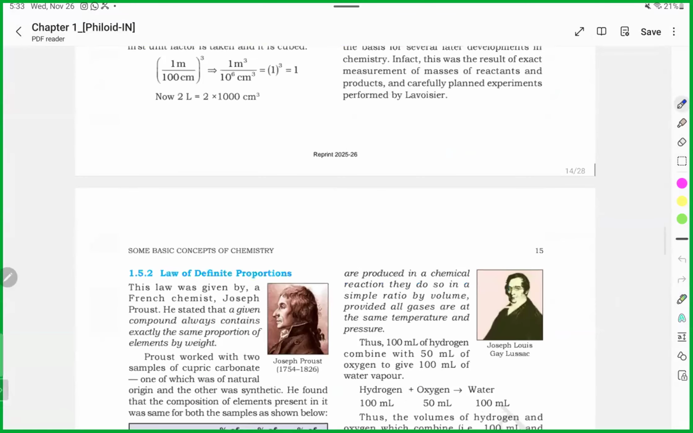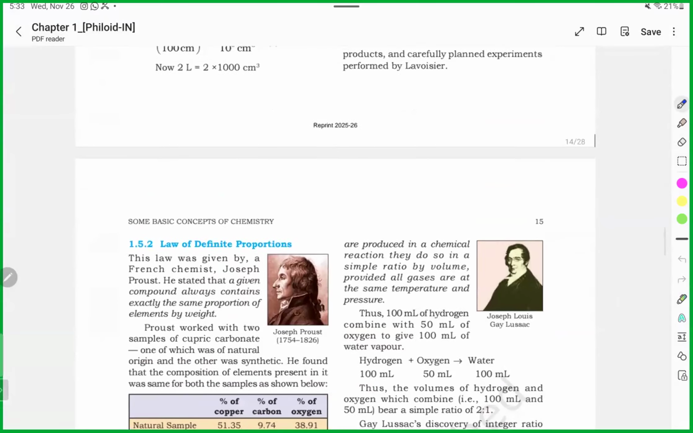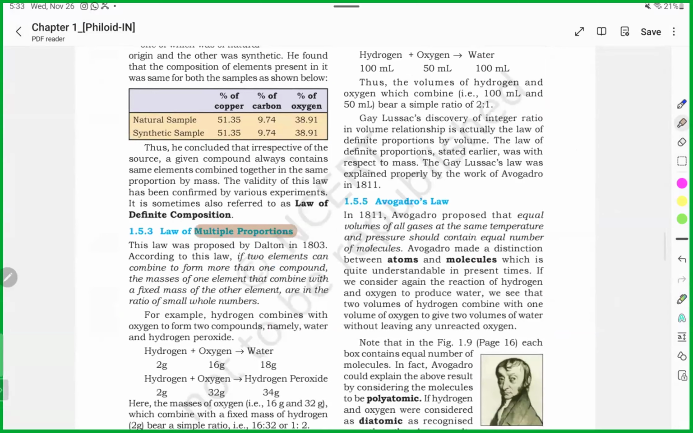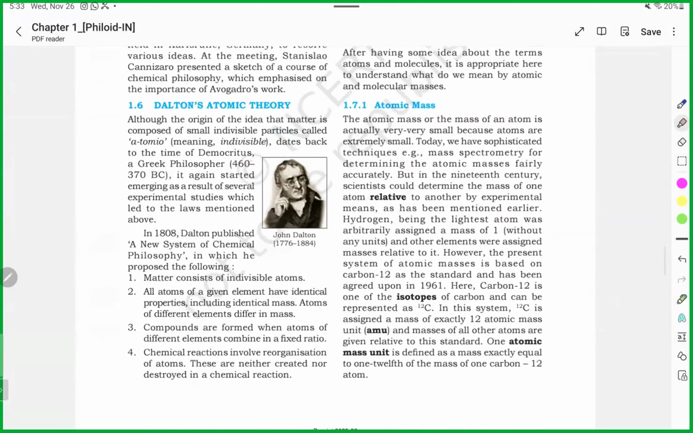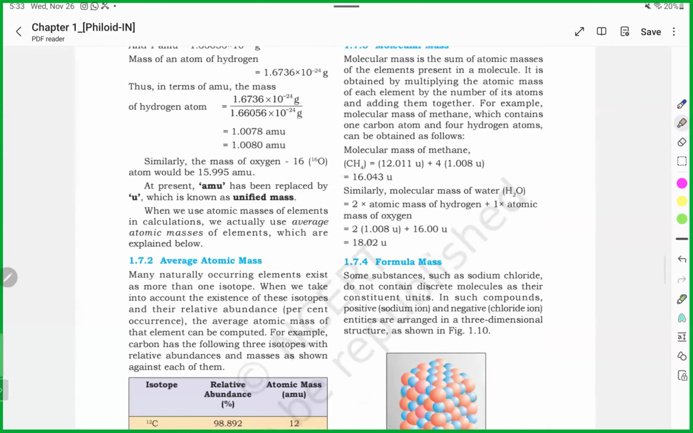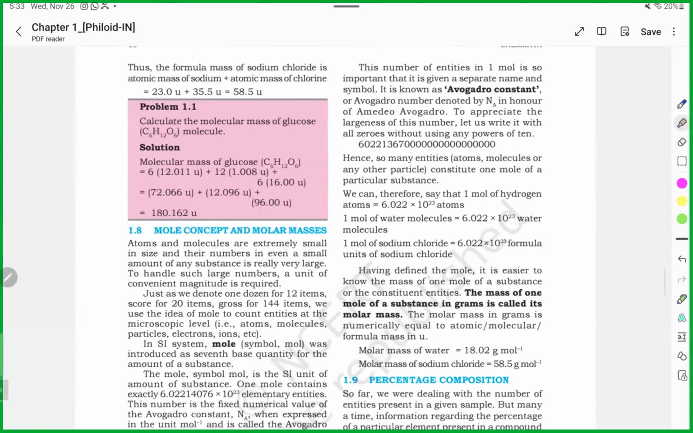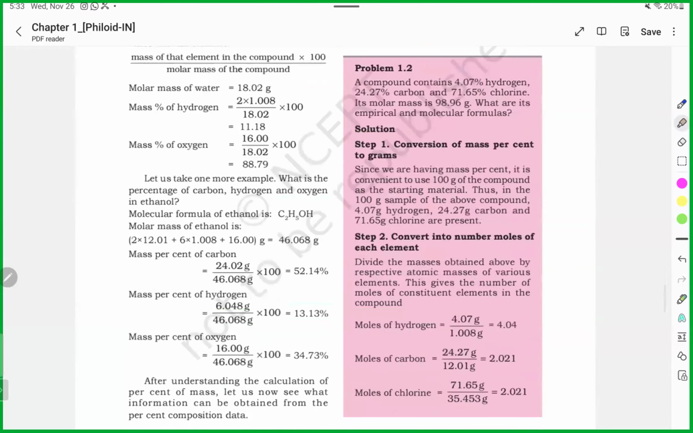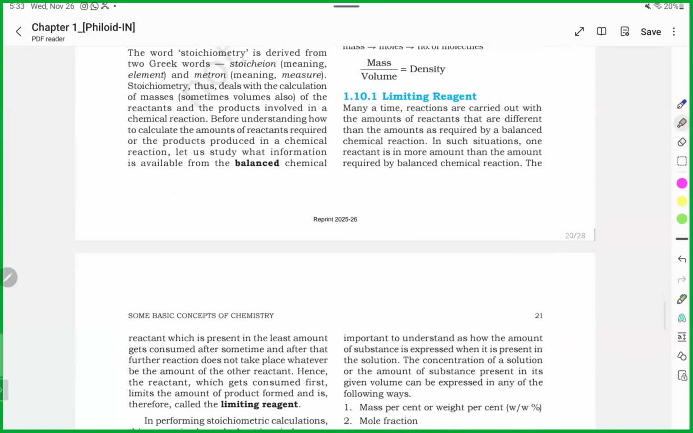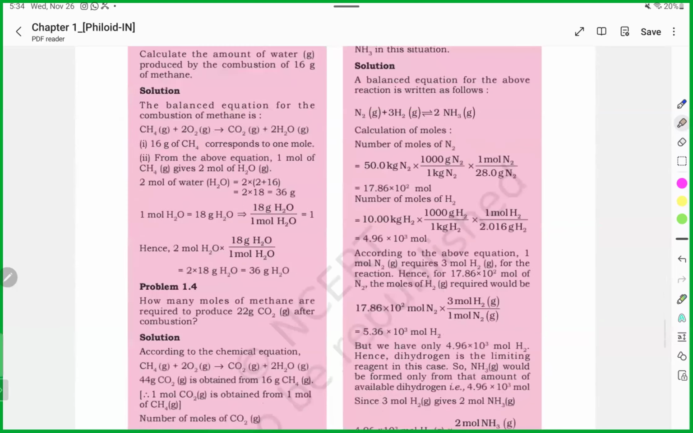Significant numbers we usually do in units and measurement. Okay. And by the way, all these things are given, like Robert Proust gave the definite proportion and Dalton gave multiple proportion, Avogadro law, same number of atoms, Dalton atomic theory, that all material is made up of atoms, atomic mass, what is AMU, mass of one atom, average mass, formula mass, mole concept, percentage composition, empirical formula, stoichiometry, very important limiting reagent.